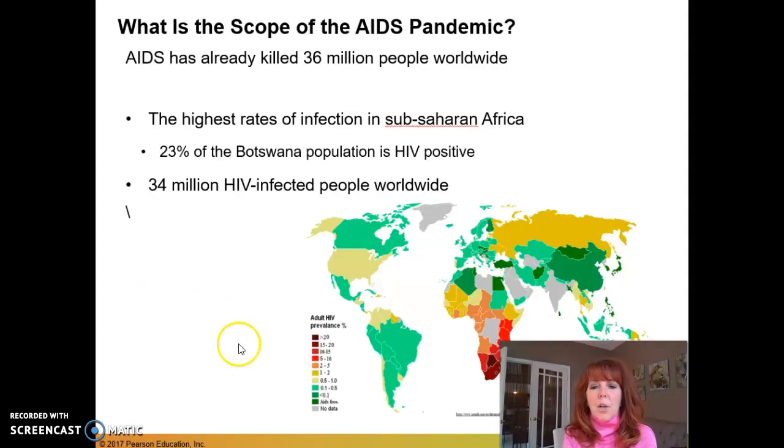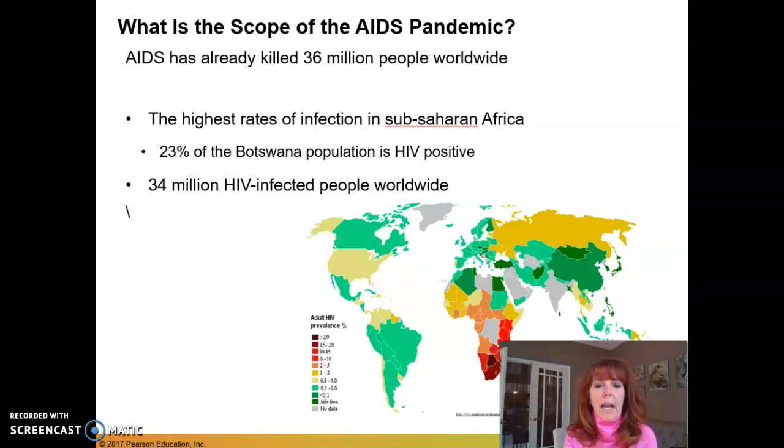This shows us the global impact of AIDS, and in the very darkest are the highest percentage of HIV positive people. And specifically, you can see here that we have very high rates in Africa, in Southern Africa. And for instance, in Botswana, 23% of the population is HIV positive.